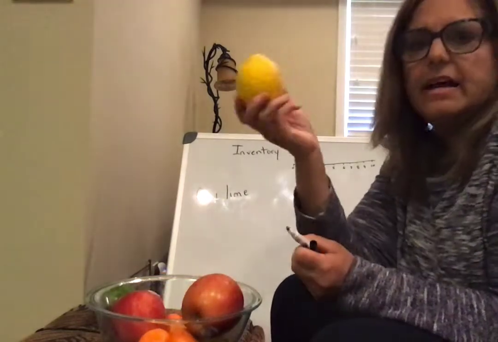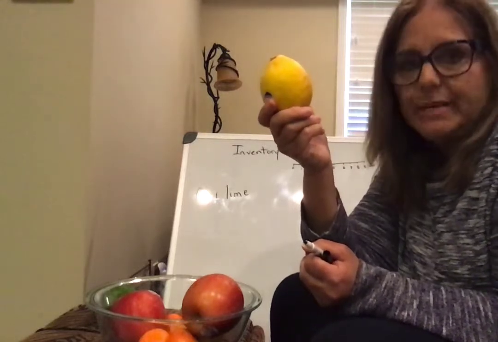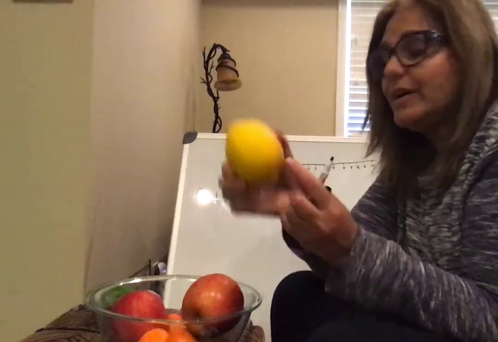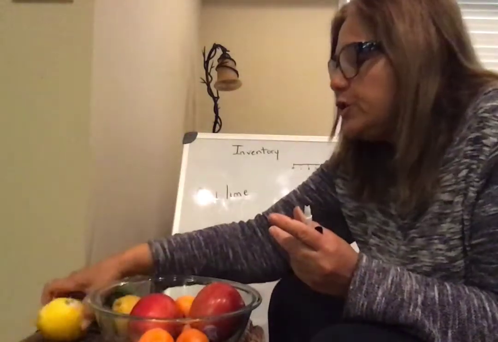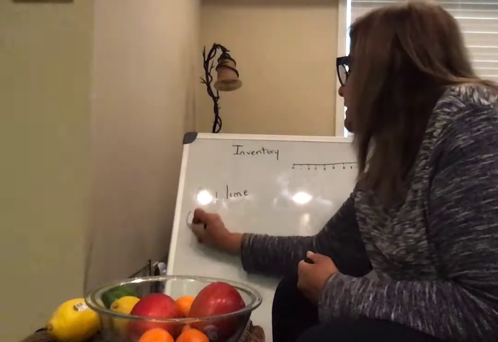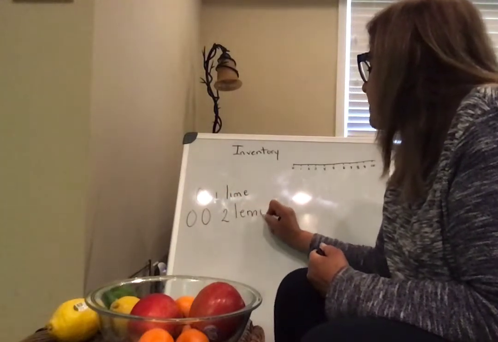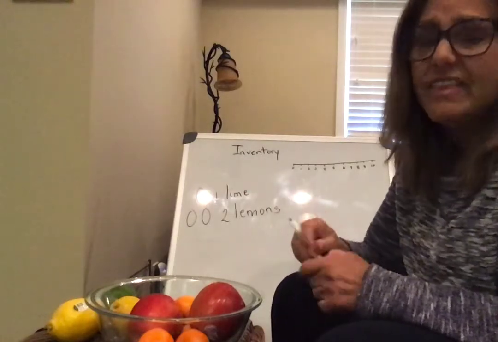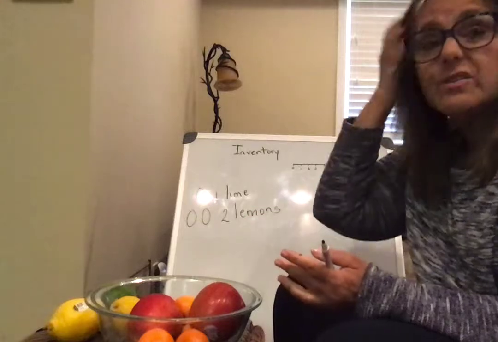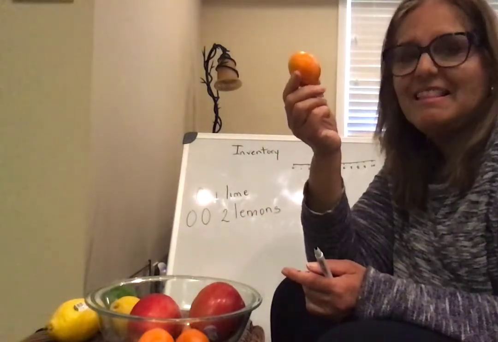Then I have these that look like the limes, but they're yellow, and they're lemons. How many lemons do I have? Can you help me count? Ready? 1, 2. I have 2 lemons. Here are my lemons. 1, 2. 2 lemons. And they all look like circles because this is math and it's not art, so it's okay to just use symbols.